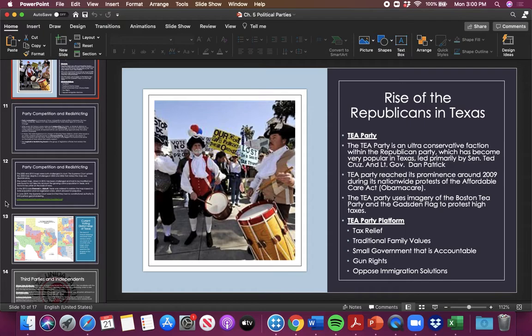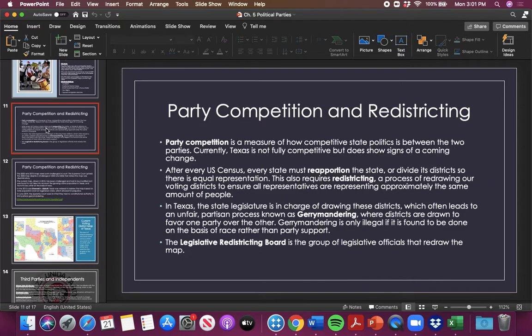Their platform, the Tea Party, they believe taxes are too high. They want taxes lowered. They want traditional family values, which of course we've said that when people say that, it's typically meaning Christian family values. Small government, gun rights, and oppose any kind of reform to the immigration system.